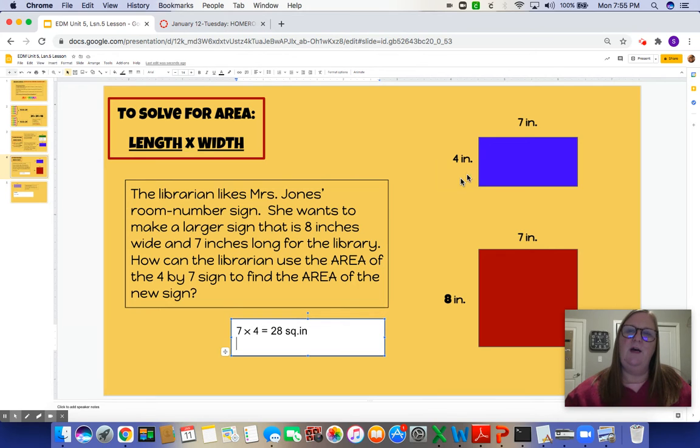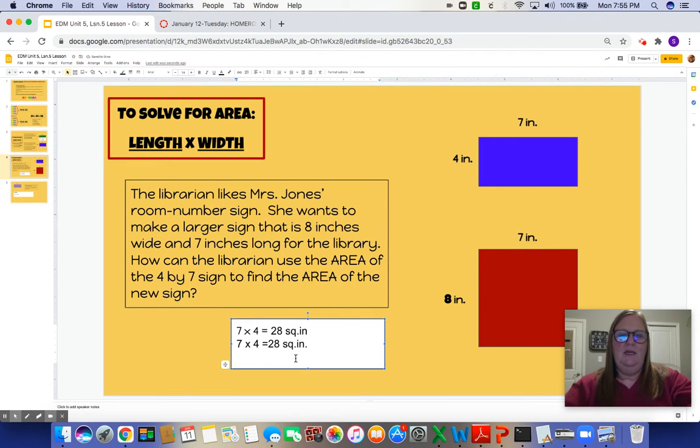So we're going to find the area of this rectangle a second time. So 7 times 4 equals 28 square inches. So now all we have to do is take the two totals, 28 plus 28 equals, and I'll give you just a second to think about what is 28 plus 28. And hopefully you got 56 square inches. So the area of this bottom rectangle would be 56 square inches.